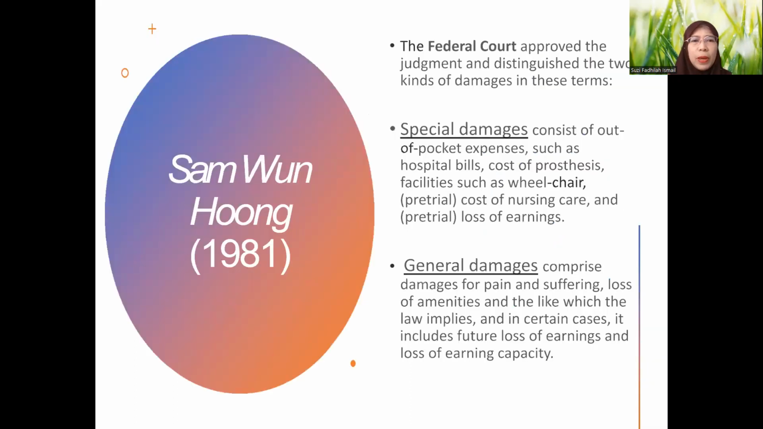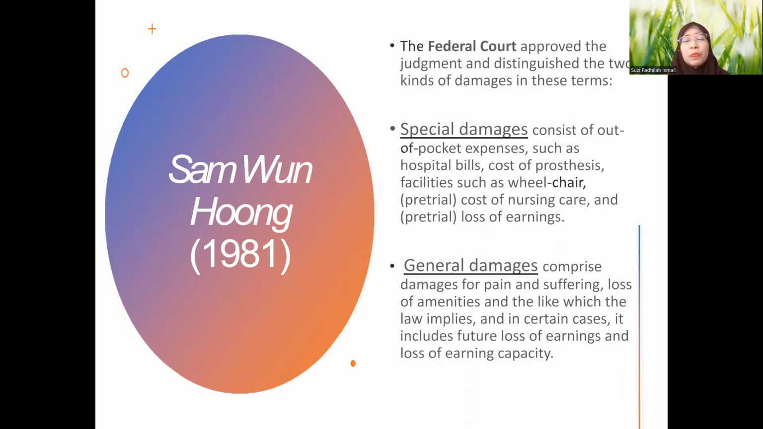We go back to the case of Someone Home, even though we have discussed it in the earlier lecture. The significance of the case is that the Federal Court, the highest court in Malaysia at the apex, approved the judgment. The court also distinguished the two kinds of damages, because the Civil Law Act doesn't say clearly what the differences are. That's why we need case law to interpret the provisions of the law.